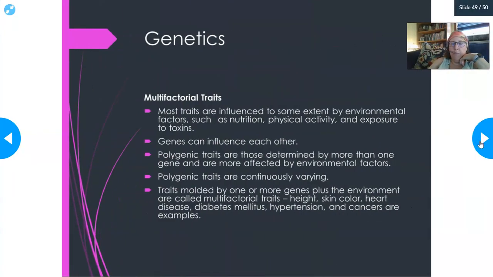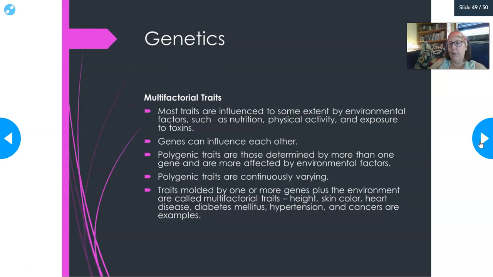and answer it. And then a little bit on multifactorial traits. Most traits are influenced to some extent by environmental factors, such as your nutrition, physical activity, exposure to toxins, etc., like I've already mentioned earlier. And also genes can influence each other. So polygenic traits are those that are determined by one or more genes and are more affected by environmental factors, and they are continuously varying in the population. Traits that are molded by one or more genes plus the environment are called multifactorial traits. So they're polygenic plus affected by the environment. Things like height, skin color, heart disease, diabetes mellitus, hypertension, and cancers are all examples of multifactorial traits.